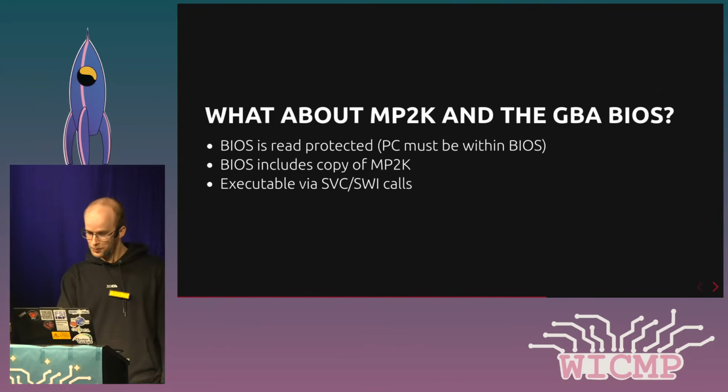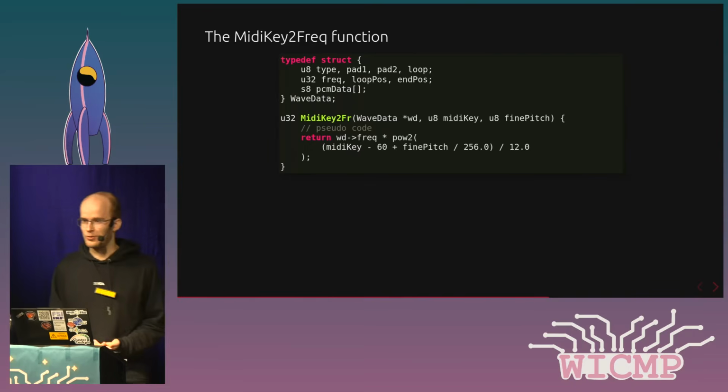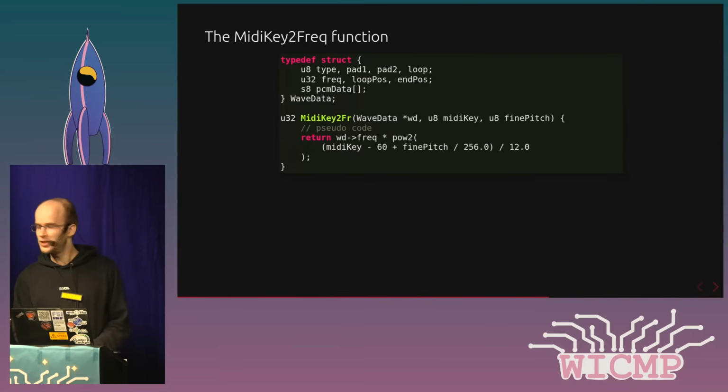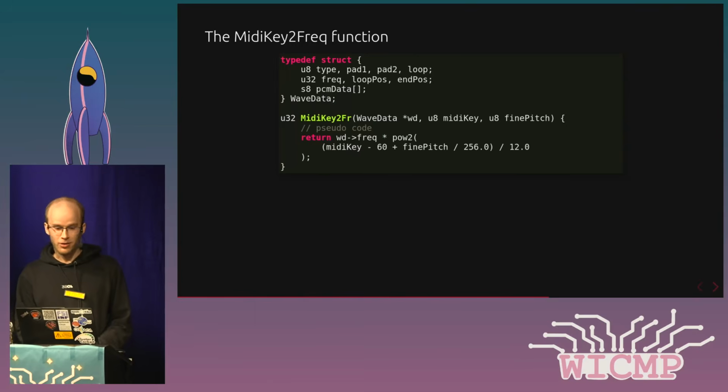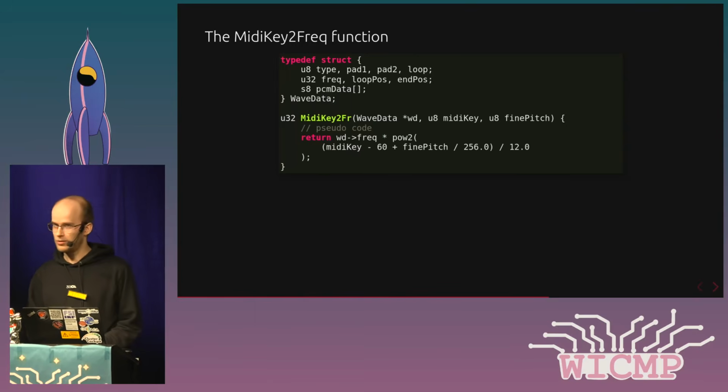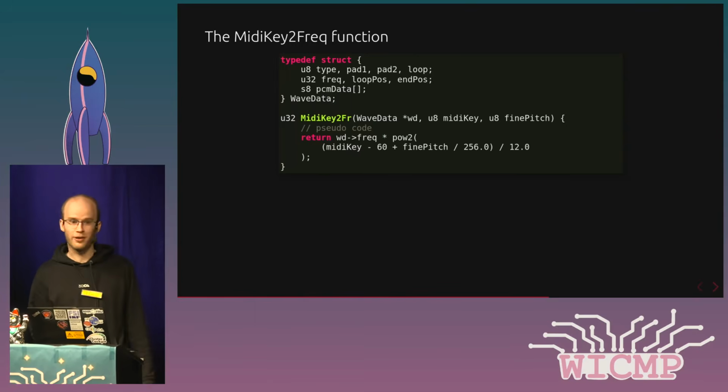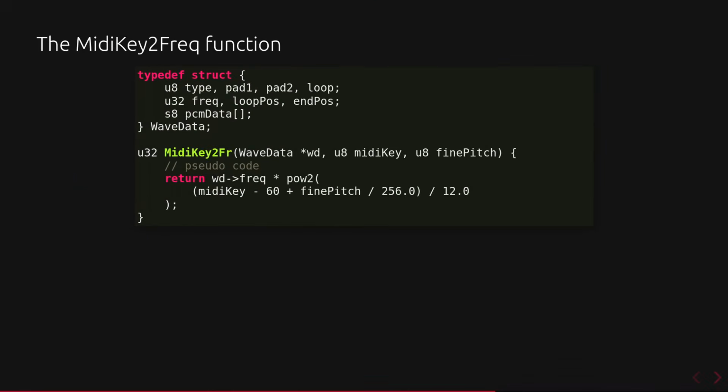So how was it exploited? Well, there was a function called the MIDI key to frequency. And also what I should note is Nintendo was very careful about protecting all the functions there were, in order to not exploit it. But it was one of the functions that they forgot, and we'll see in a moment why.